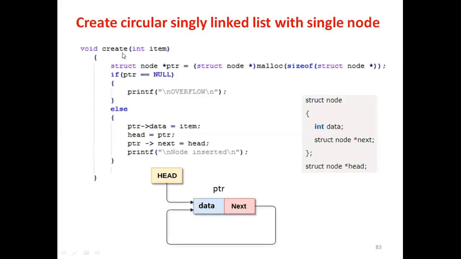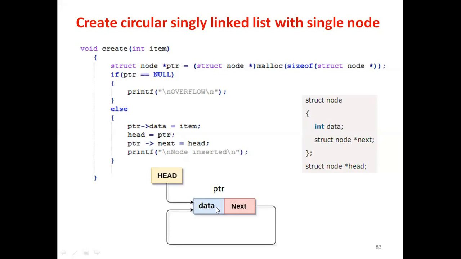Now we will discuss the create operation of a circular singly linked list with a single node. So here we will create a circular singly linked list with one node. Now how to do that? You can see in this diagram, this is a circular singly linked list with one node. This is the data field, this is the next field. Head is pointing to this node, and this is the first node and last node also.